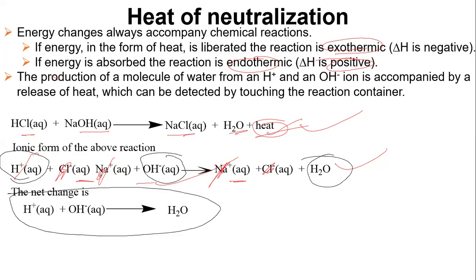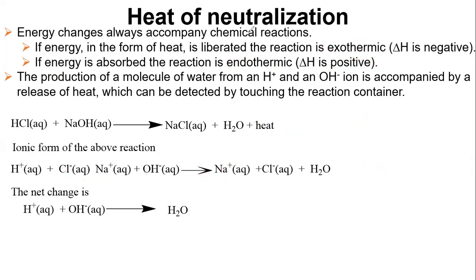The other ions that have been cancelled, we call them spectator ions because they have been repeated. So they are just accompanying the reaction. The actual reaction that occurs is this one. And so in neutralization reaction, the actual reaction that occurs is the reaction between the H plus and the OH minus ions to form water. Right? This is the actual reaction that occurs in neutralization reactions. Very simple.